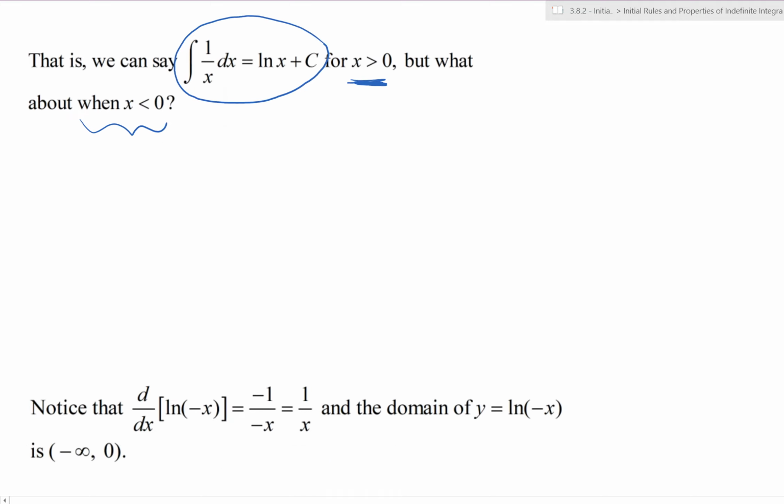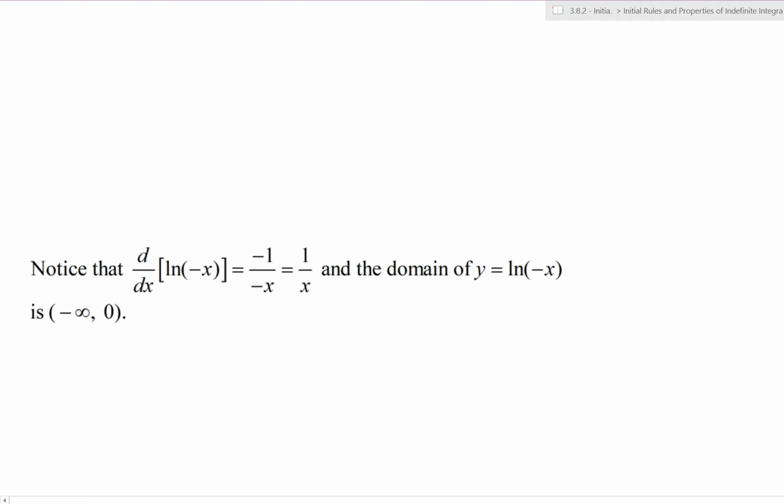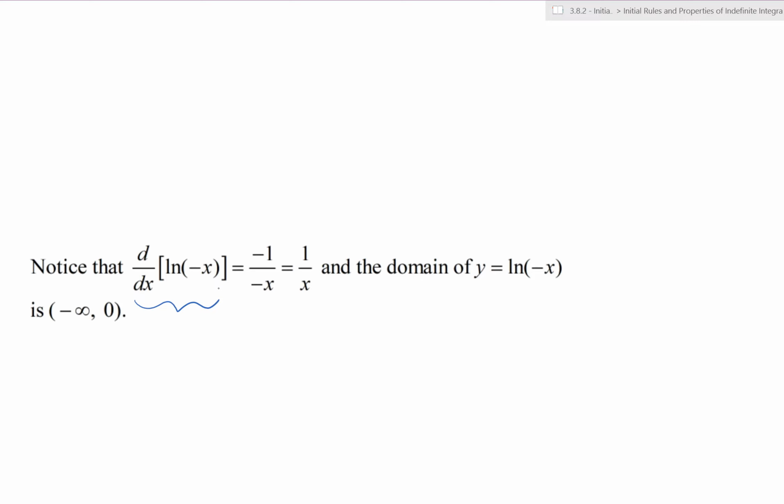So how to do this? Well, take note of this result. If I differentiate the natural log of negative x with respect to x, simple chain rule, I'm going to get a negative 1 divided by negative x, which of course is the same as 1 divided by x. And note that the domain of the natural log of negative x is actually all negative numbers. So negative infinity to 0.